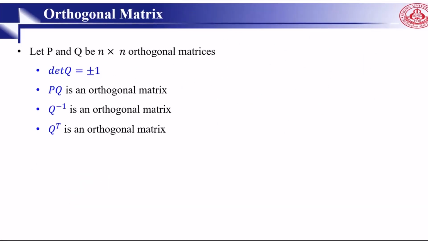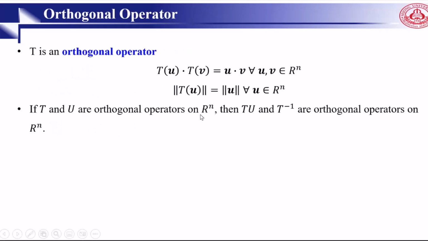Let's see some other properties of orthogonal matrices. The determinant of an orthogonal matrix is equal to plus or minus 1. The product of two orthogonal matrices is another orthogonal matrix. The inverse of an orthogonal matrix is an orthogonal matrix. And if a matrix is orthogonal, then its transpose is also orthogonal. These are the properties.